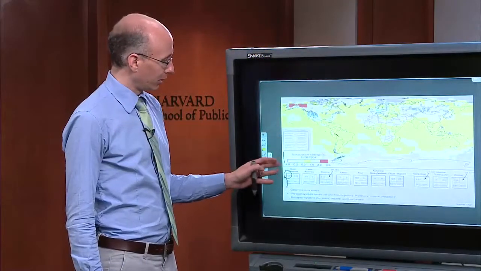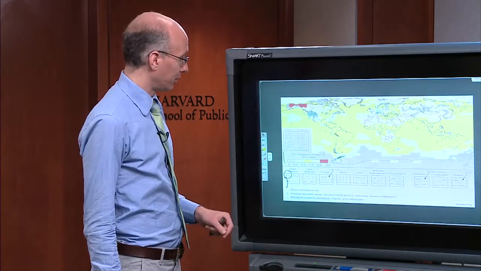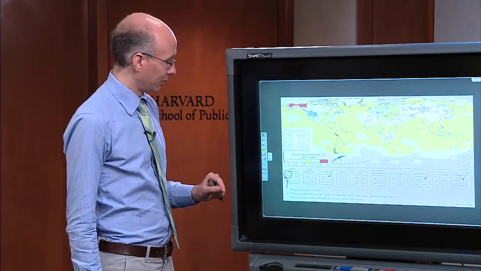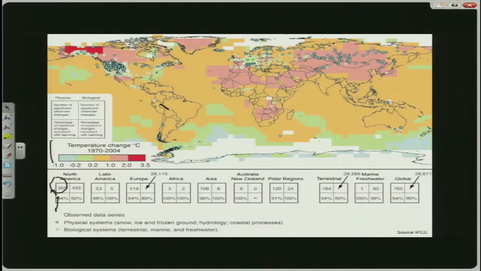And there's data from North America, Latin America, Europe, where they have 28,000 observed changes in biological systems, 89% of which are consistent with warming. And then we look all the way over here, and there's just terrestrial, where there are 28,586 changes in the biological systems of the world, and this can also include migration of species, so birds, land animals, trying to get out of the heat. 90% of those are consistent with moving towards the poles, so species will move to get out of the heat by moving away from the equator.